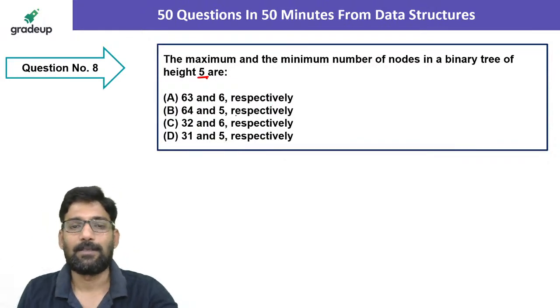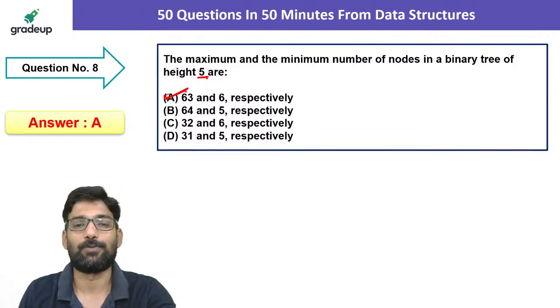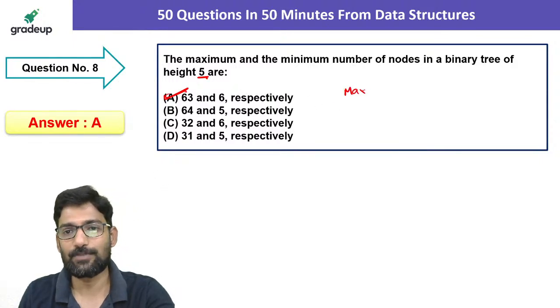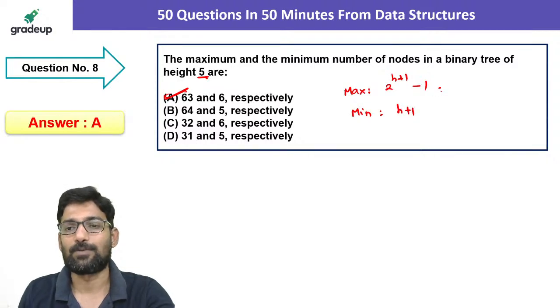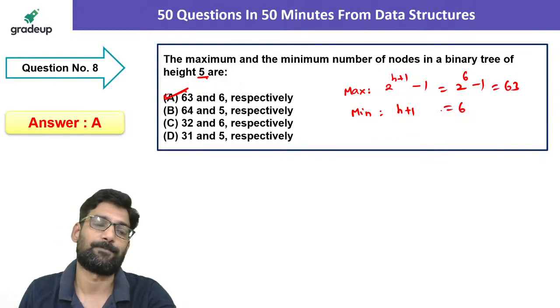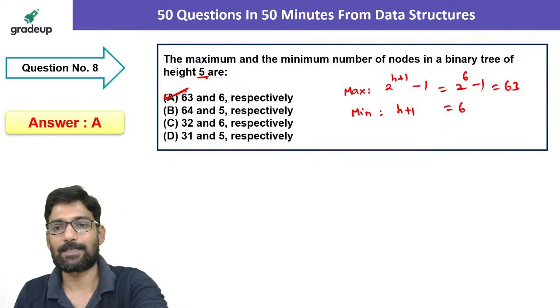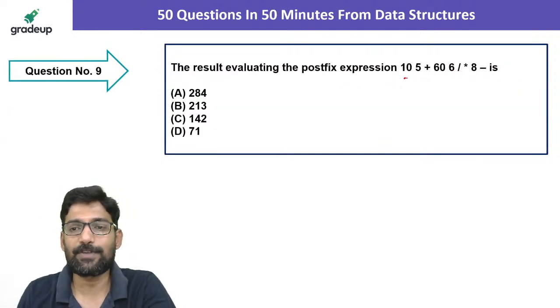Yes. The right answer is option A. How? The max nodes with height h will be 2 power h plus 1 minus 1, and min nodes would be h plus 1. So this is 2 power 6 minus 1, this is 6. So this is 63 and 6. Right? Next question. The result evaluating the postfix expression is.